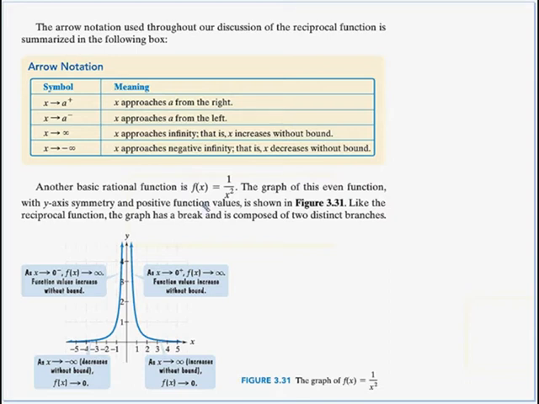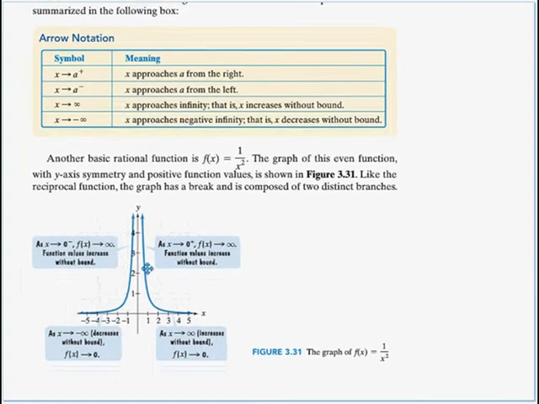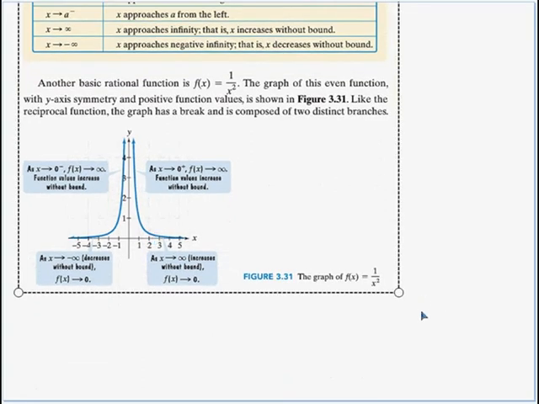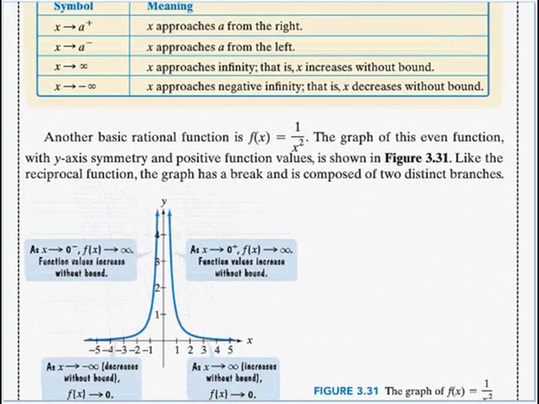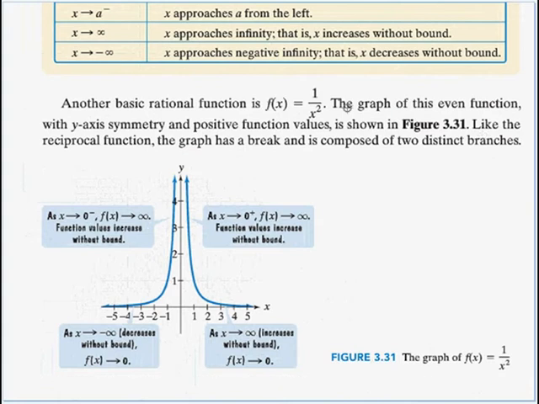Another basic rational function is f of x equals 1 over x squared. Now the denominator isn't just x, it's x squared. The graph of this even function with y-axis symmetry and positive function values is shown in the figure below. Like the reciprocal function, the graph has a break and is composed of 2 distinct branches. If we set the denominator equal to 0, the y-axis is our vertical asymptote.